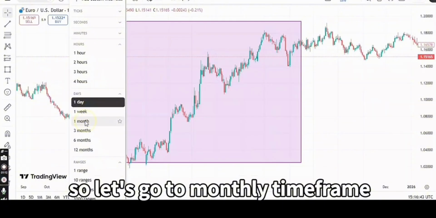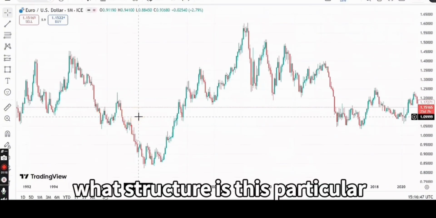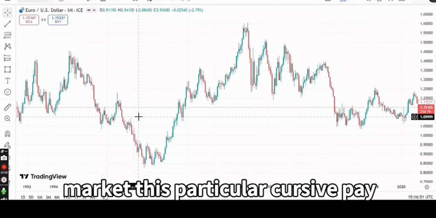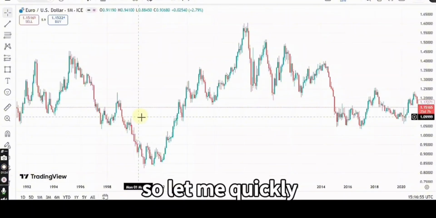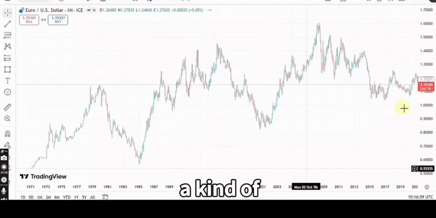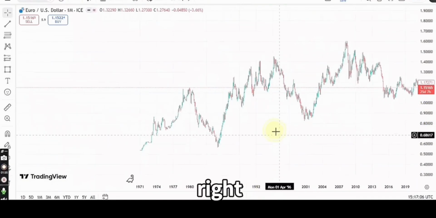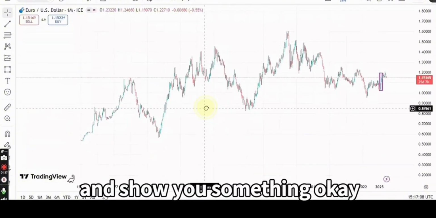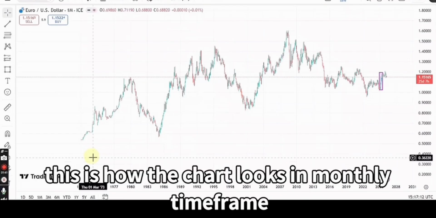So let's go to monthly time frame. We want to find out what structure this particular currency pair is in. Let me quickly compress this and show you something. This is how the chart looks in monthly time frame.